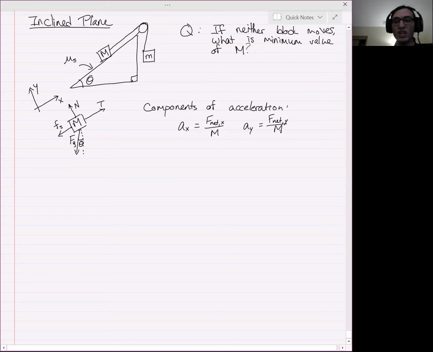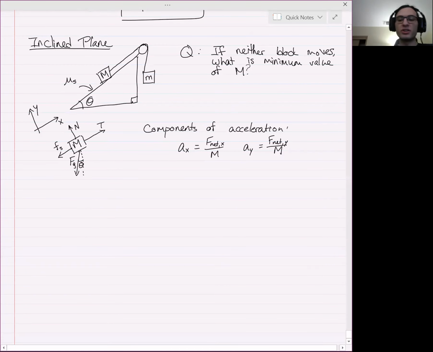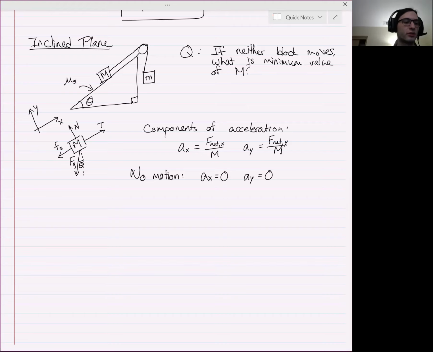Now, what we want to solve is the case where neither block moves. No motion implies the following: it implies that a_x is 0 and a_y is 0, i.e. it's not accelerating at all. And from Newton's first law, an object without acceleration doesn't move if it's already stationary.